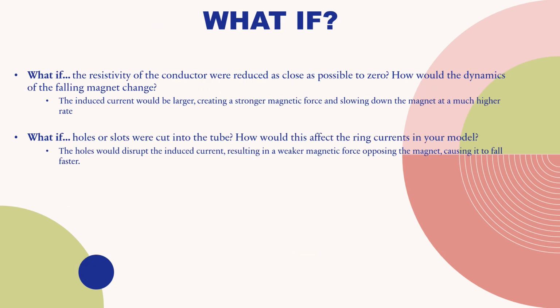What if the resistivity of the conductor were reduced as close as possible to zero? How would the dynamics of the falling magnet change? The induced current would be larger, creating a stronger magnetic force and slowing down the magnet at a much higher rate. What if holes or slots were cut into the tubes? How would this affect the ring currents in your model? The holes would disrupt the induced current, resulting in a weaker magnetic force opposing the magnet, causing it to fall faster.